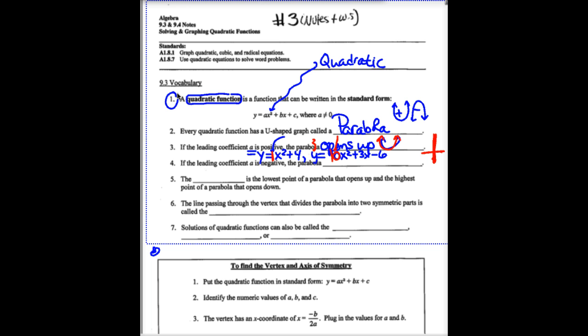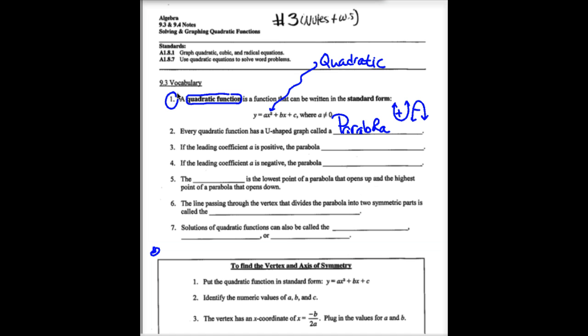All right, if the leading coefficient is negative, then the parabola opens down, makes a frown. That would be like y equals negative 2x squared plus 7 or something like that.